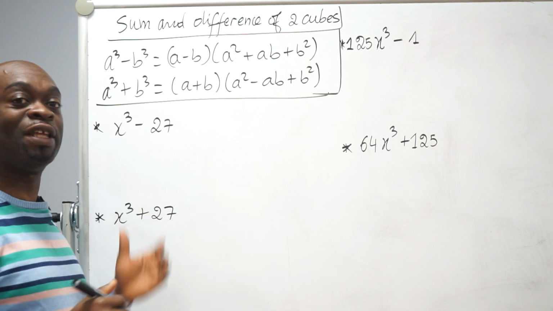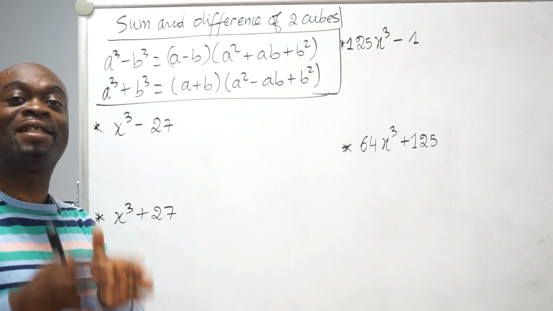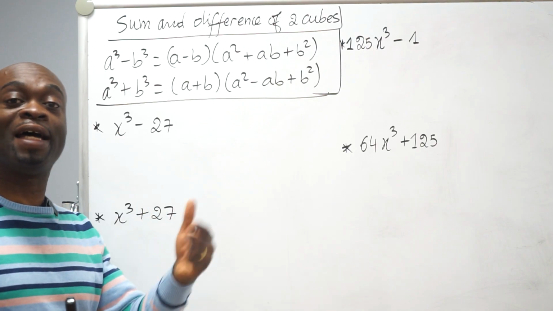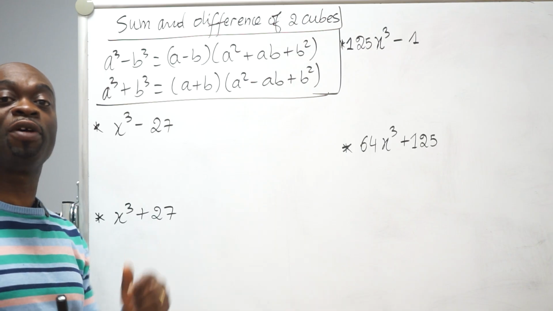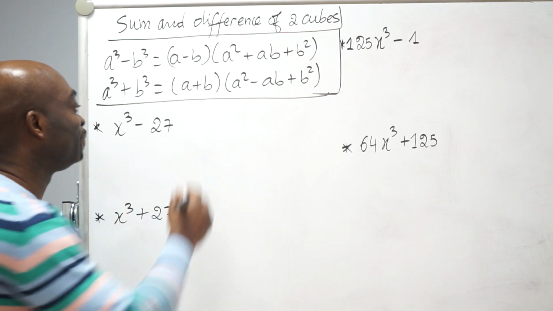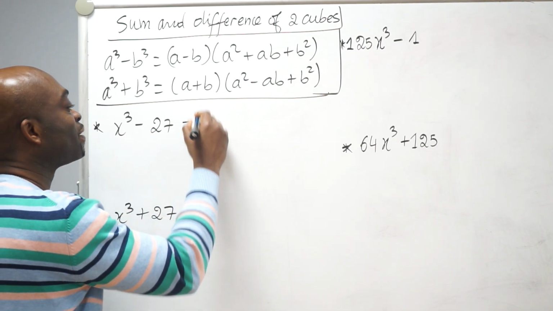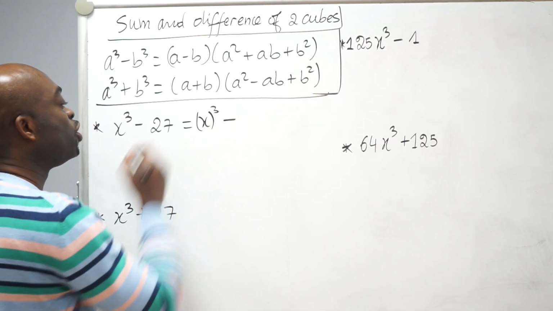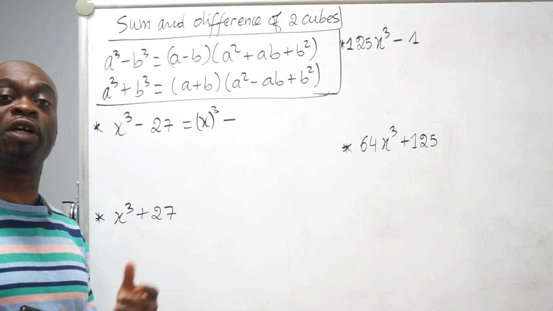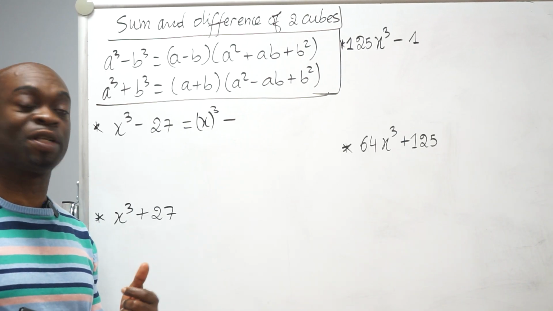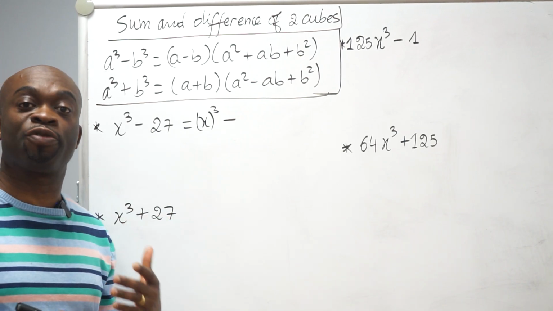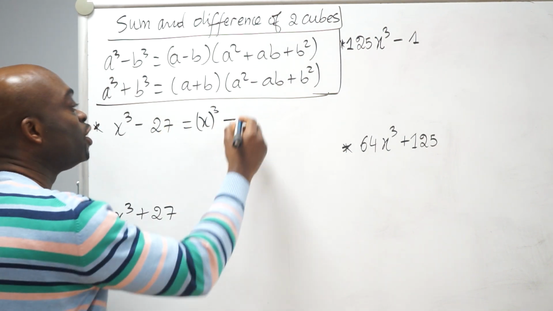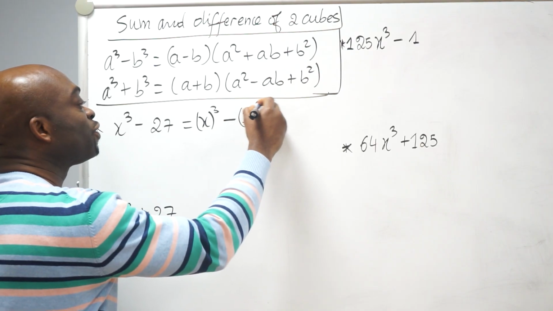So we're looking for the variable that will multiply itself 3 times to give you x to the third power. It's going to be x, because x times x times x gives you x to the third power. Minus, so 27 also is what? We're looking for the number that will multiply itself 3 times to give you 27. That number is 3, because 3 times 3 times 3 gives you 27. So this is minus 3 to the third power.